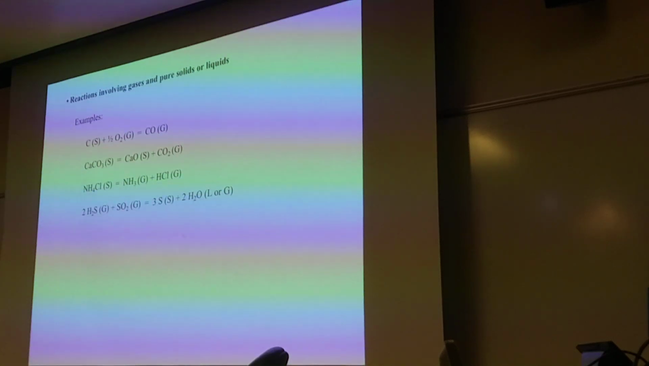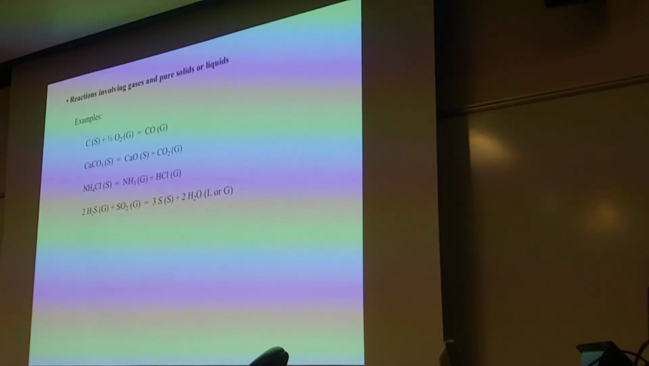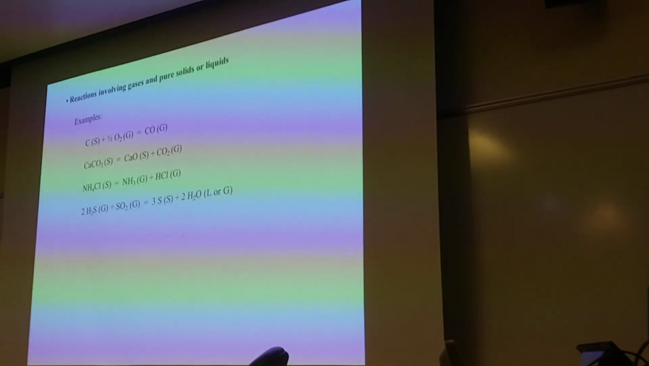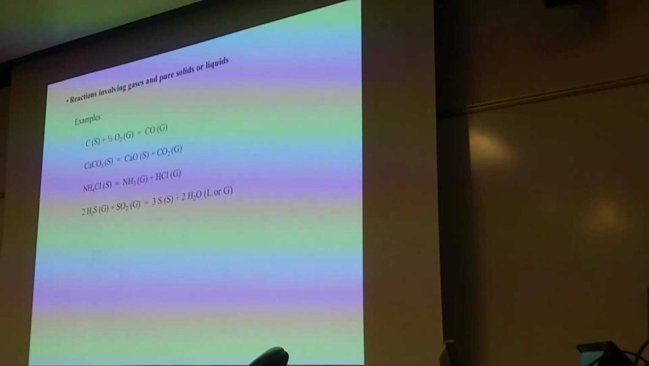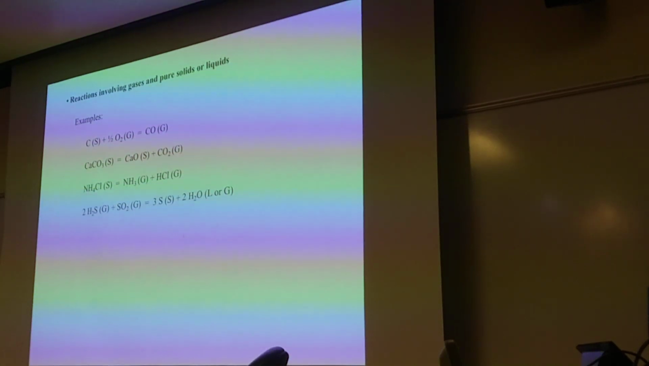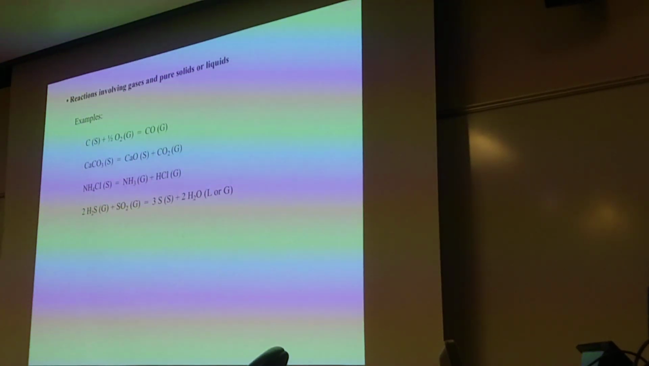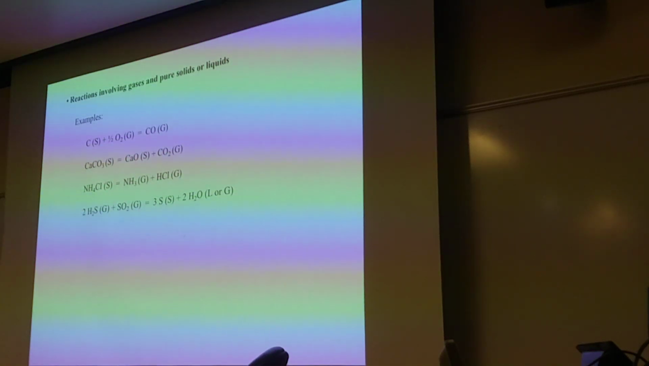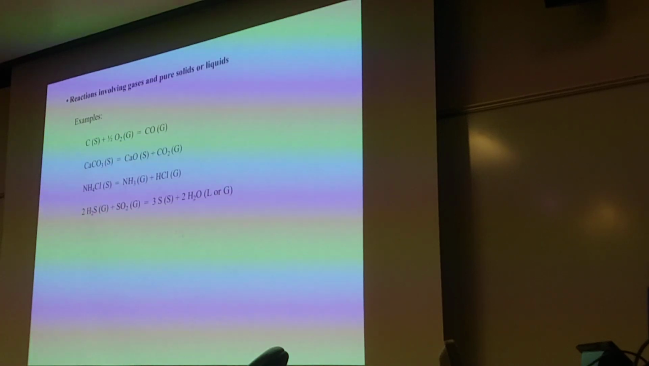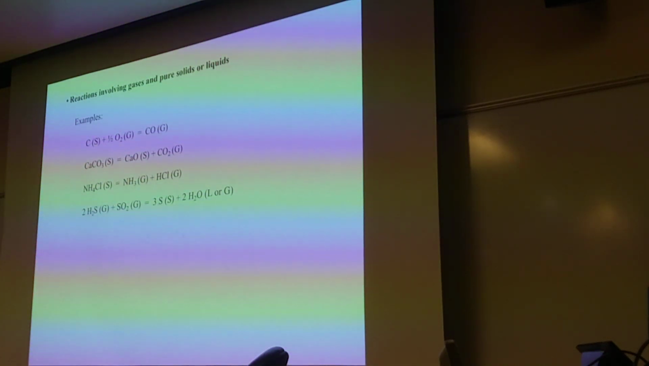Another important case is for reactions involving gases and pure solids or liquids, and there are a lot of examples of these kinds of things, one of which is in your homework. So some examples are the oxidation of solid carbon to form carbon monoxide. So we've got a solid reacting with a gas to form a gas. You heat up calcium carbonate, the second example, and you'll drive off CO2, so that produces quicklime, calcium oxide, solid plus CO2 gas. If you heat up ammonium chloride to a high enough temperature, it'll decompose into ammonia and hydrogen chloride, so a solid goes to two different gases.